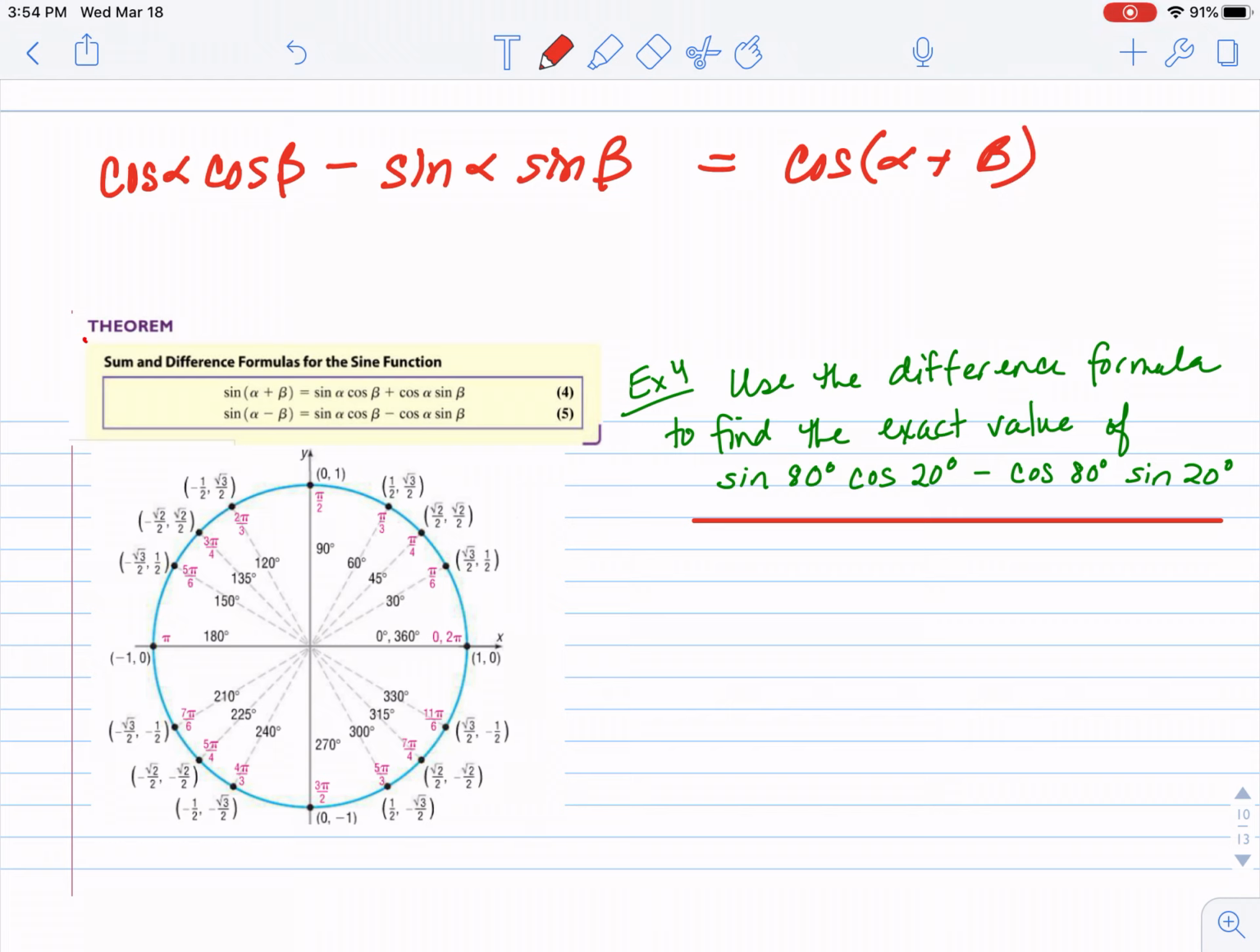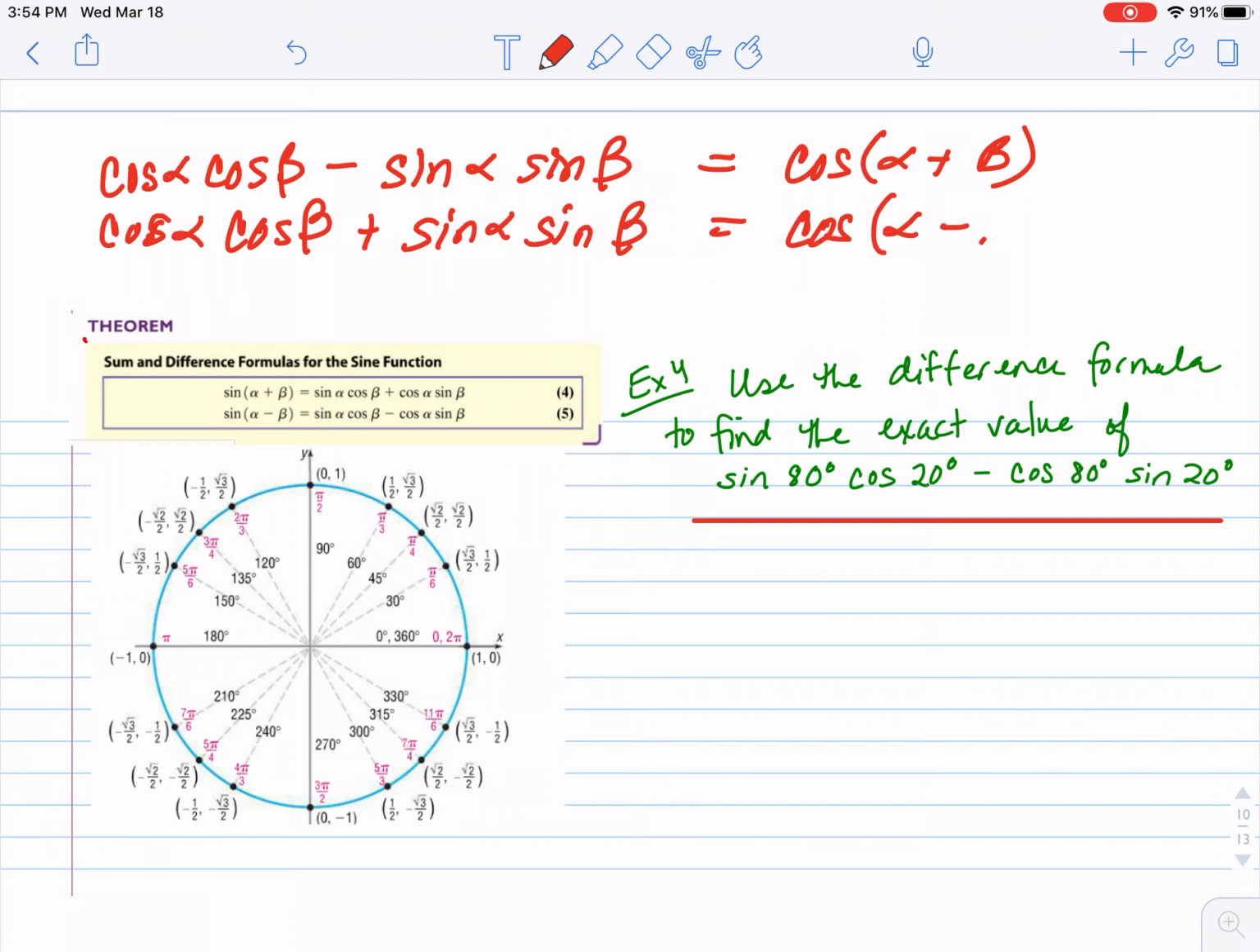Isn't that weird? It's minus here and plus here. All right, so the second one is cosine alpha, cosine beta, plus sine alpha, sine beta, and that equals the cosine of alpha minus beta. All right, so these are the cosine formulas. So does this right here look like the cosine formulas? It does not. So what does look like this formula is one of these sine ones.